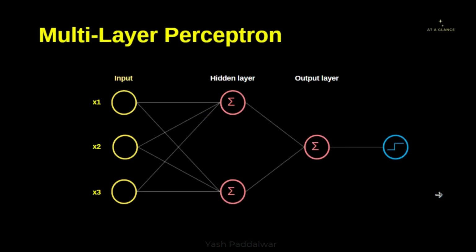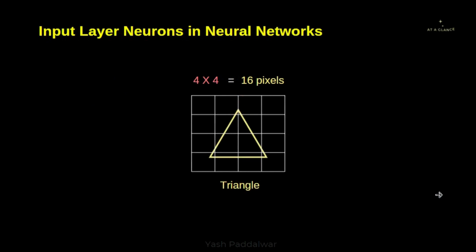And now I'll tell you how to decide the total number of input neurons in the input layer for unstructured data, for example, image data. So let's say we have this particular image. Here in this image, it is a grid of 4 cross 4 dimensions, and there are a total of 16 pixels in this image. This is an image of a triangle.